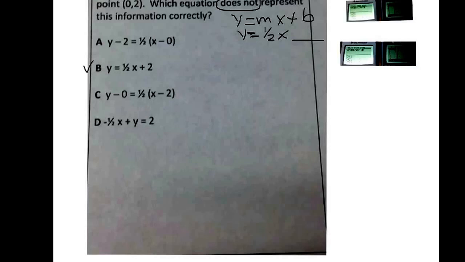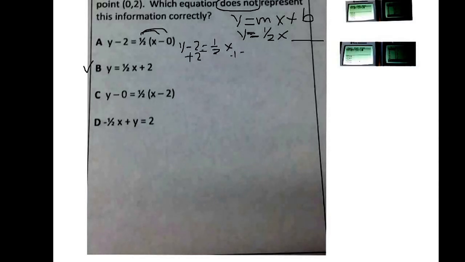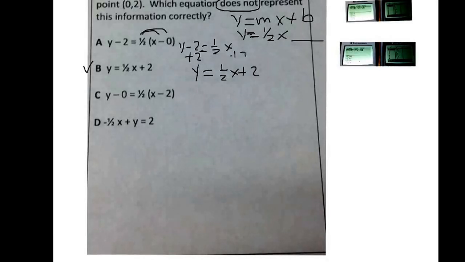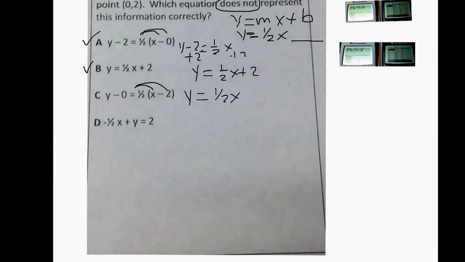This one needs a little bit of solving, so I would double rainbow that. So this becomes y minus 2 equals 1/2 x, and 1/2 times 0 is 0. Then I add 2 to both sides, so this equals 1/2 x plus 2 also. I'm not going to eliminate that because it still has the 1/2 x in it. Here I'm going to double rainbow. So that y minus 0 just goes away. y equals 1/2 x, and then half of negative 2 is negative 1. Again, I'm not going to get rid of that one because it has the 1/2 in it.